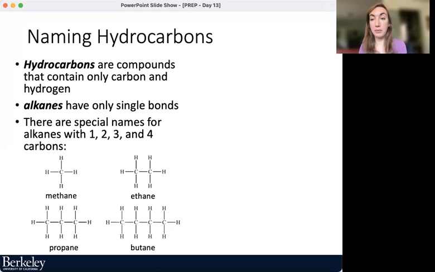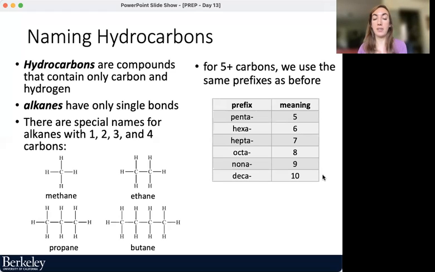So alkanes have only single bonds, and these are the words for 1, 2, 3, and 4 carbons. If there are 5 or more carbons, we use the same prefixes as before. So if there were 5 carbons, we would call it pentane. 6 carbons, we would call it hexane. So these are the same prefixes we used for those inorganic compounds. So the prefix tells us how many carbons there are, and the "ane" at the end, so pentane, tells us that there's only single bonds.